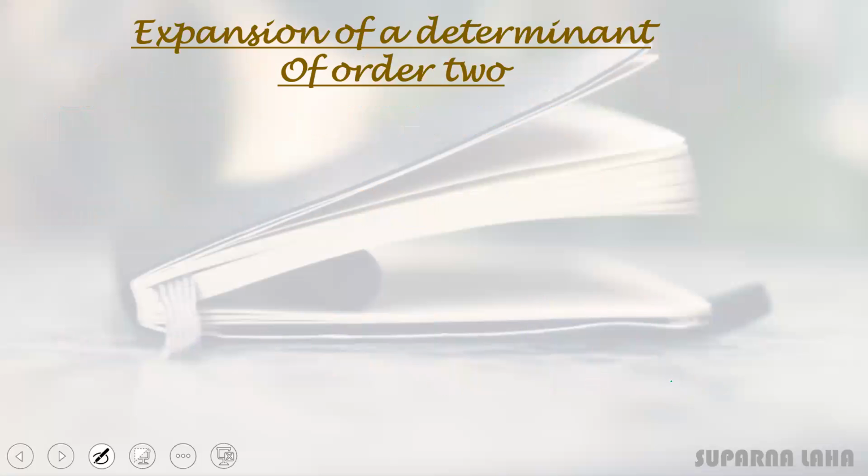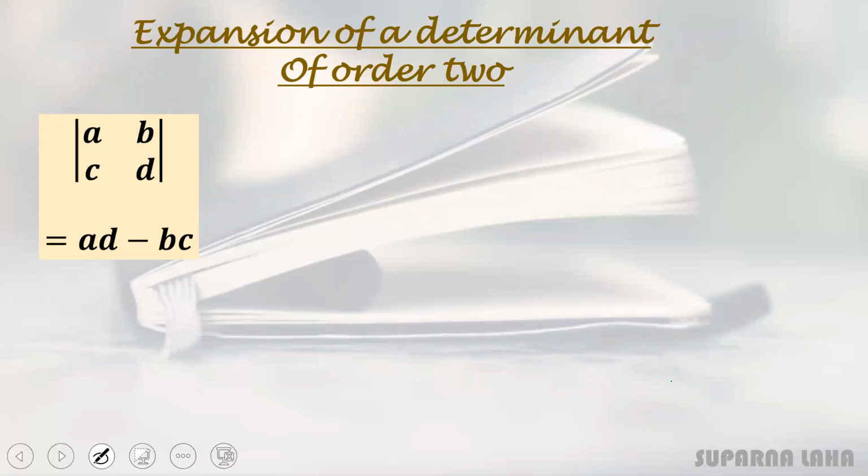Now let's find how to find this scalar value, that is, how to expand the determinant. Let's start with the second order determinant. Take the matrix with 4 elements a, b, c, d, 2 rows and 2 columns. The expansion of this determinant is ad minus bc. Start with the upper left: a into d minus b into c.